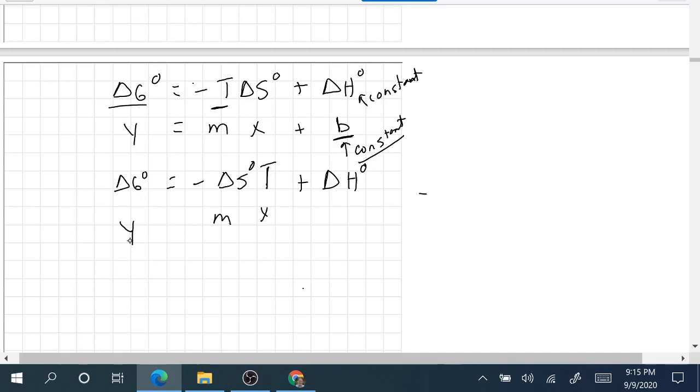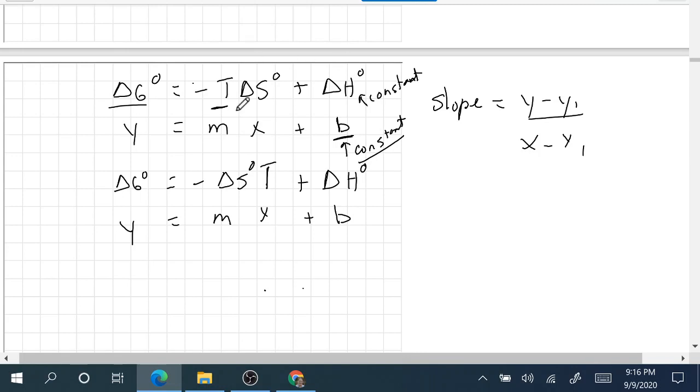Okay? So that would be the relationship between these. So what can we do? We can say that our slope is equal to y minus y1 over x minus x1. Okay, so that means that we can say our change in delta G naught over the change in temperature is going to give us our slope.